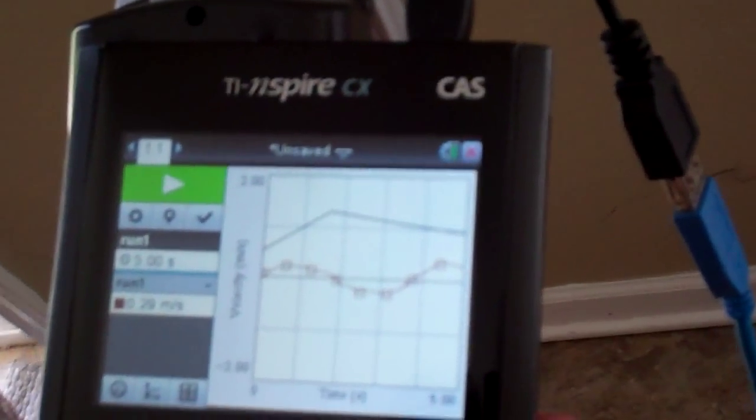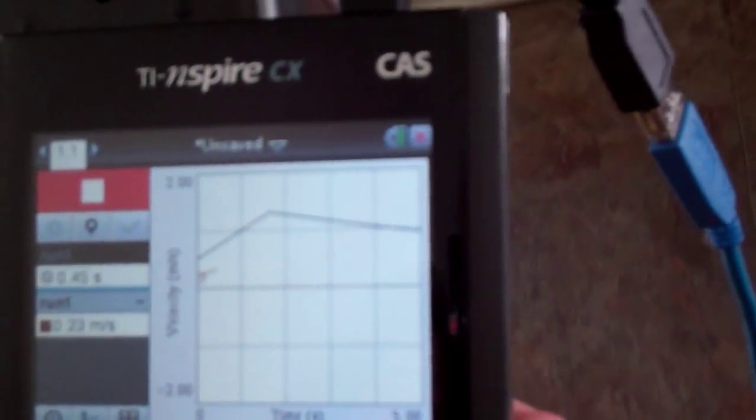I'll start close here and increasing my distance away. Gradually, gradually, faster, faster, faster, gradually. Still away, still away. And that was the effort for that one.